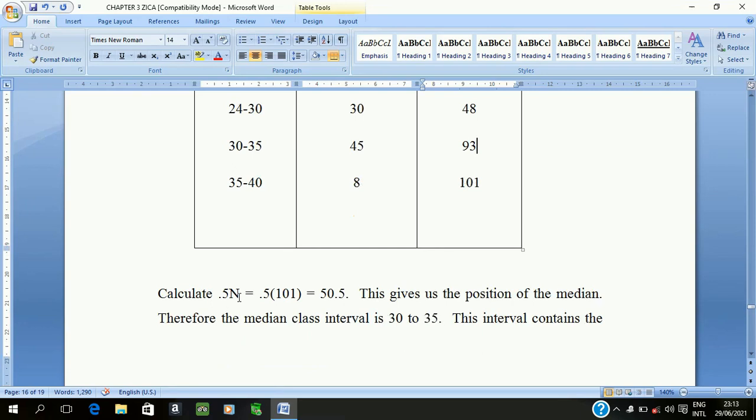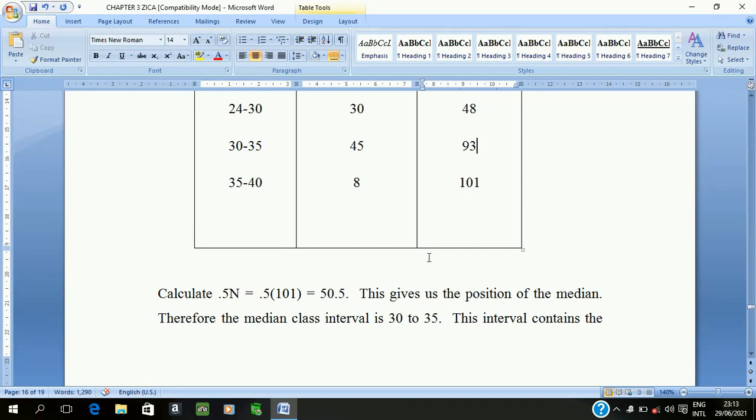Now let's find the position. Remember what we did with the position? It's the summation of f, which is 101. If you take summation of f plus 1 divided by 2, or multiply by 0.5, it's going to give you something like 50 or 51. In this case, we are using the decimal points, so we get 50.5. You can as well round it off to 51.